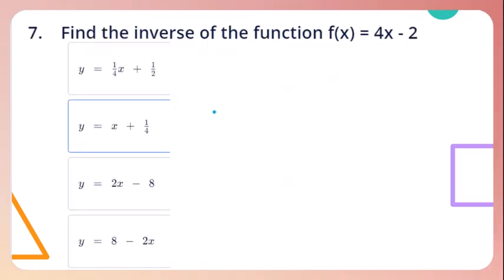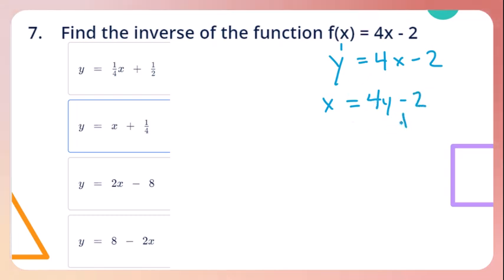All right, find the inverse of f of x equals 4x minus 2. So we're going to set f of x equal to y, and then we're going to switch the x and y variables. So y becomes x, equal 4y minus 2, and then we're going to solve for y.